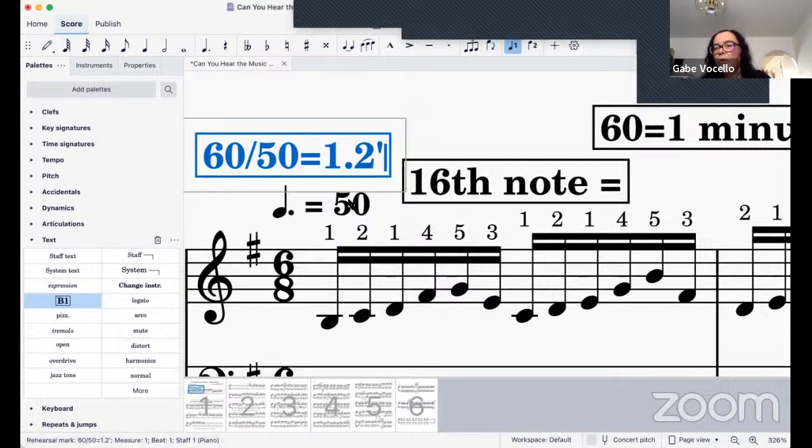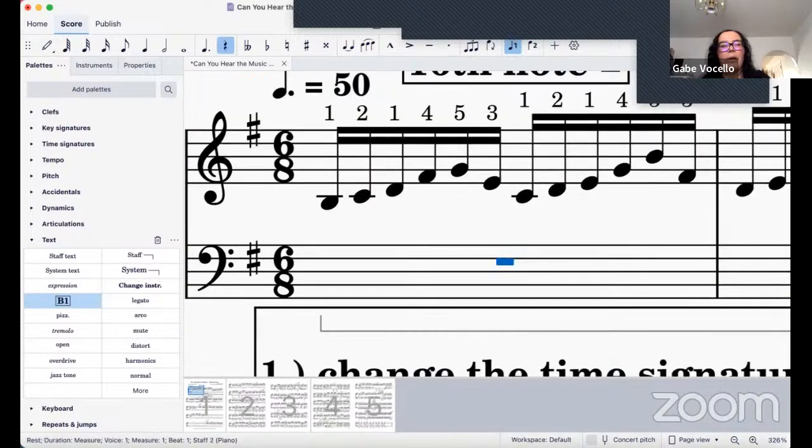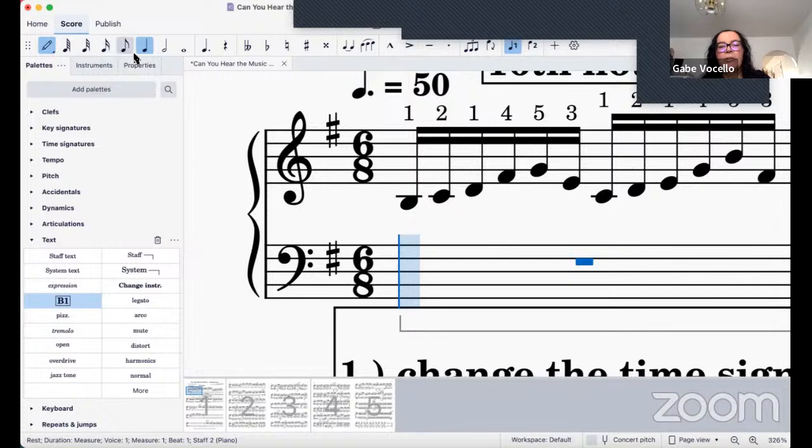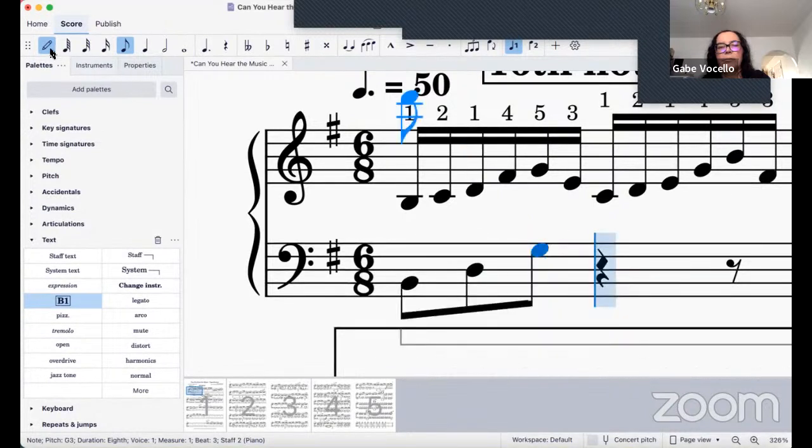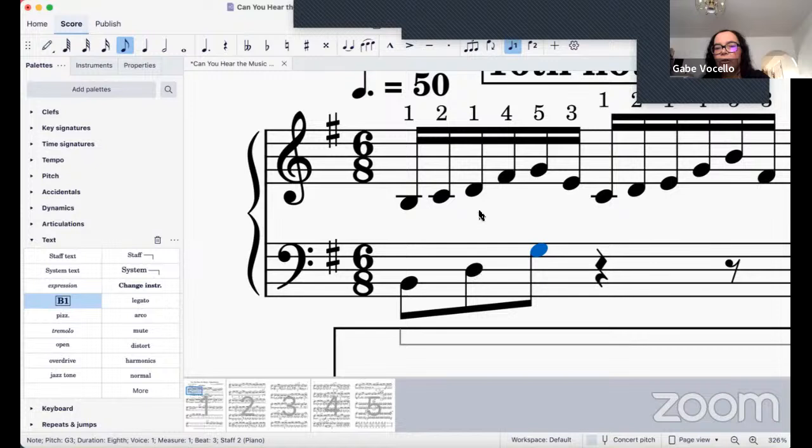One dotted quarter note is equal to 3/8 notes. 3/8 notes is equal to 6/16 notes. So 1, 2, 3, 4, 5, 6. Each 2/16 note is equal to a 1/8 note. So a 1/8 note is equal to 2/16 notes.